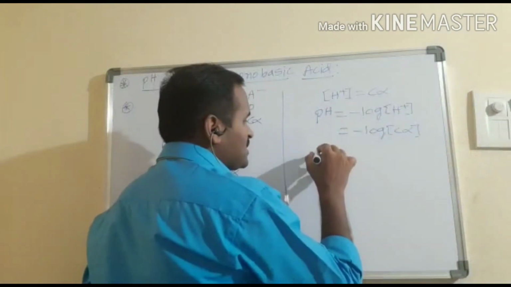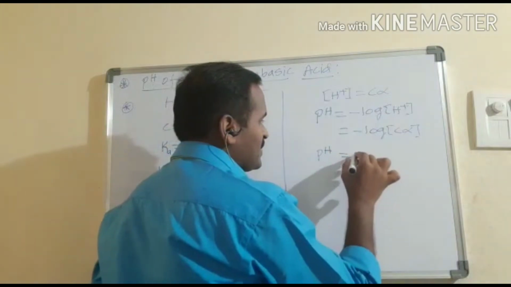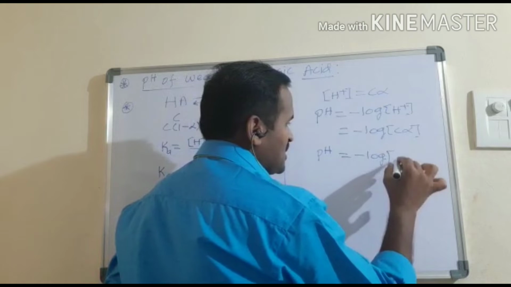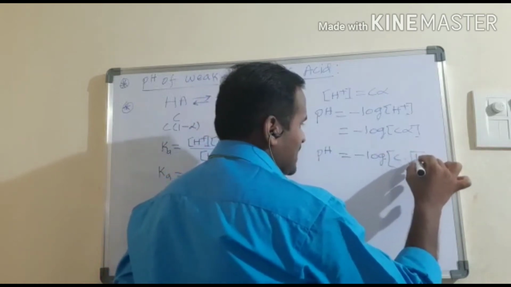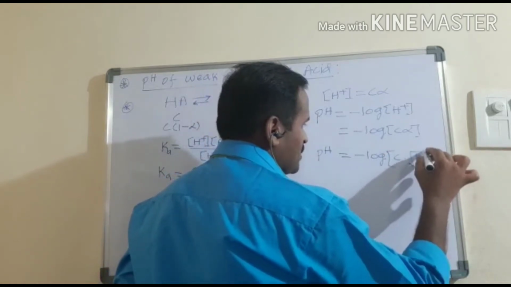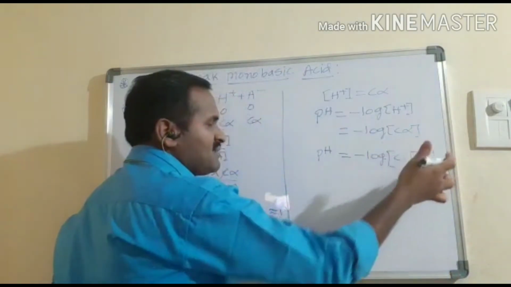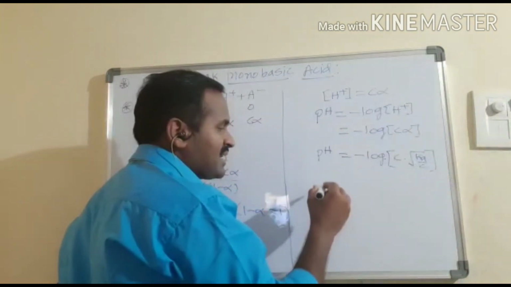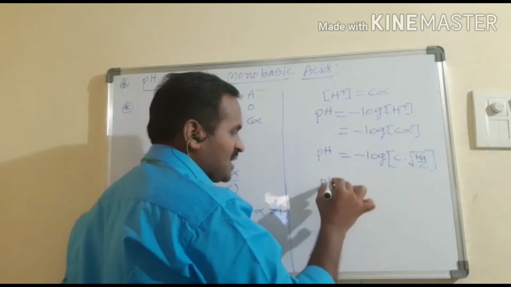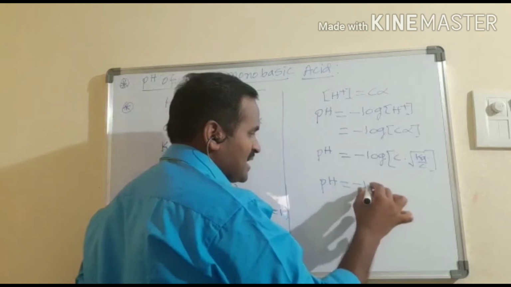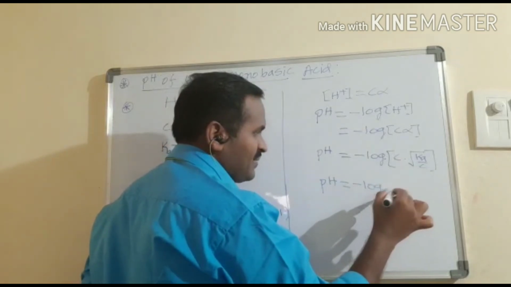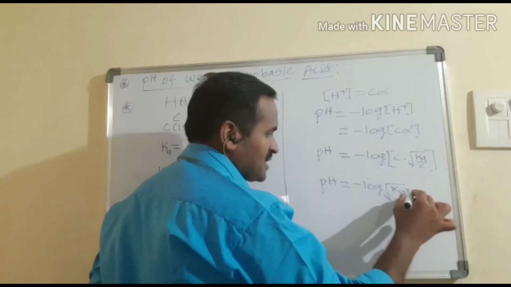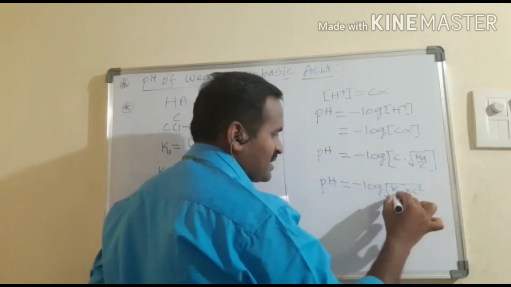So if you want to substitute the alpha value, that is square root of Ka by C, you can write pH is equal to minus log of C into square root of Ka by C. If you take C inside the square root, it becomes C squared. That C squared and the 1 C will get cancelled, so I can write pH is equal to minus log of square root of Ka into C squared divided by C.